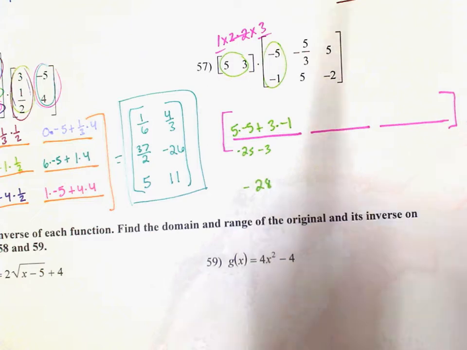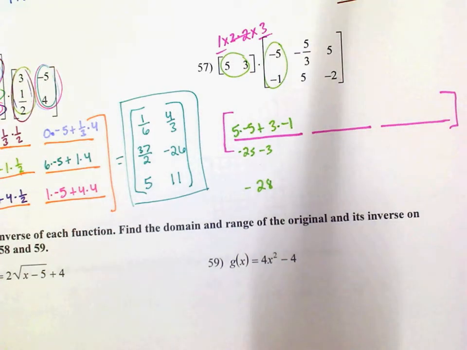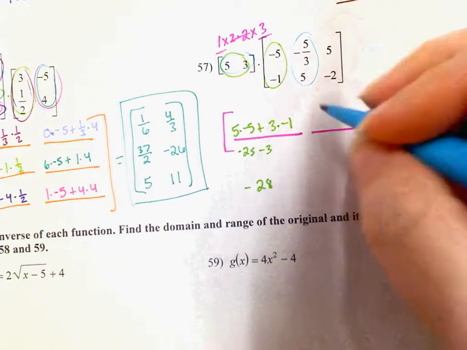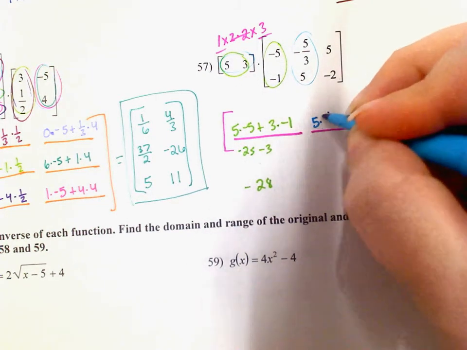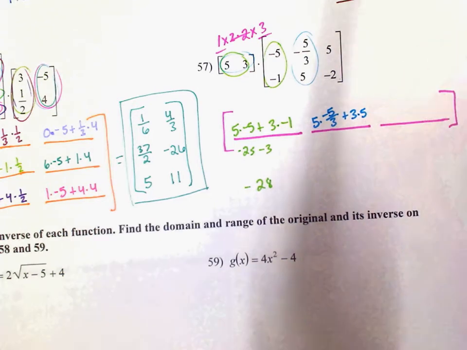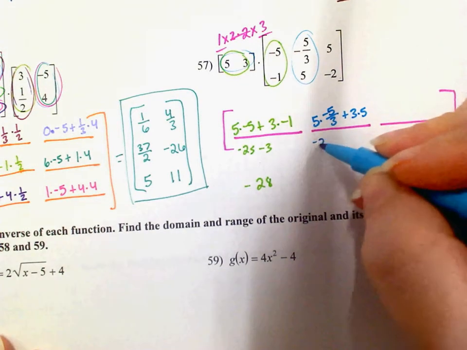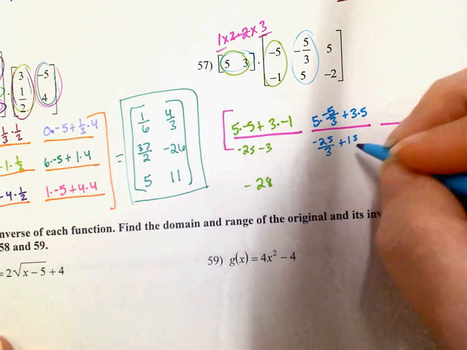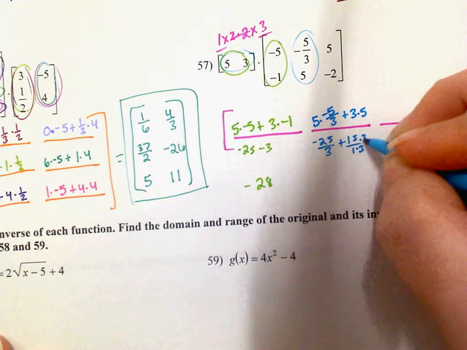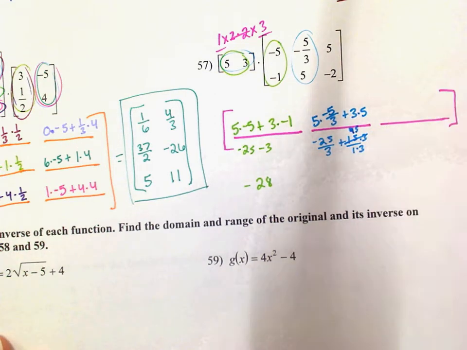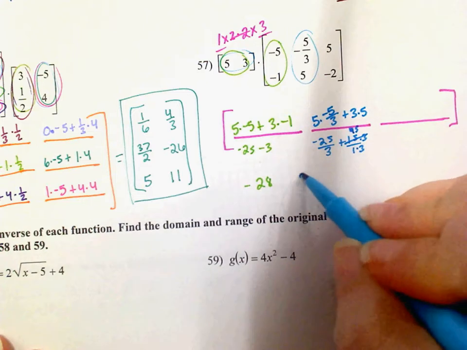The next one is row by column, so I'm going to multiply 5 times -5/3 plus 3 times 5, which is -25/3 plus 15. Common denominator is 3, so 3 times 15 is 45. -25 plus 45 is 20, so that is 20/3 is my middle term.